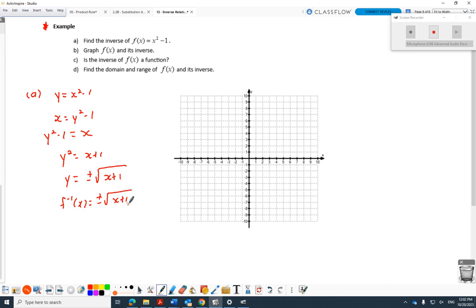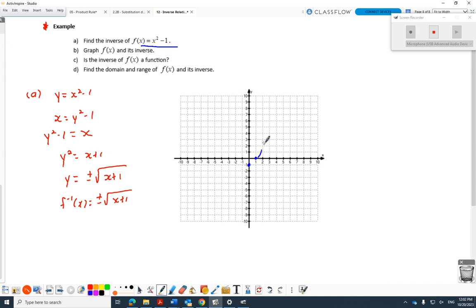Now, it asked me to graph f at x and the inverse. Is this a simple enough function, after all your experience with transformations, to just graph x squared minus 1? Wait, yes. What's the base function? x squared. And what's the only transformation that's happened? Plus 1. Or minus 1, I mean. Minus 1. Yeah. It's down 1. So here it is.